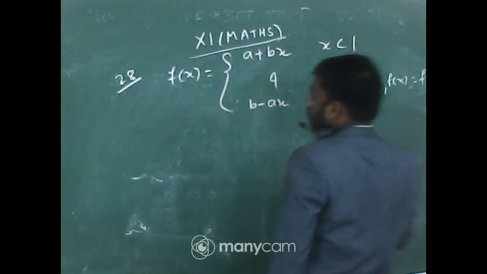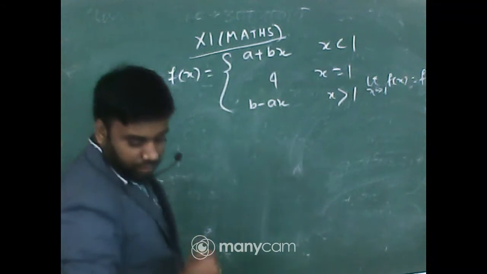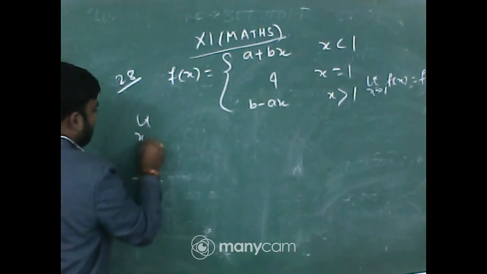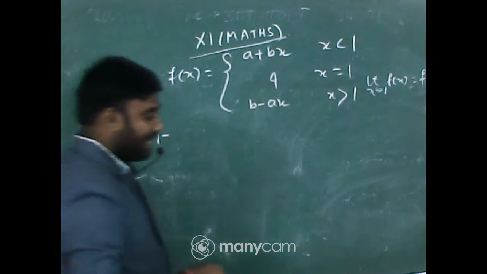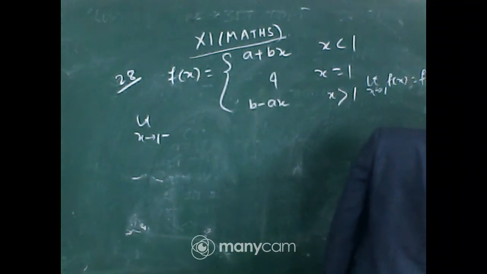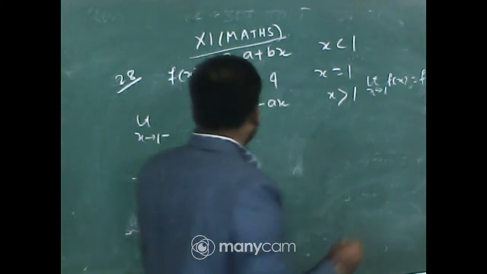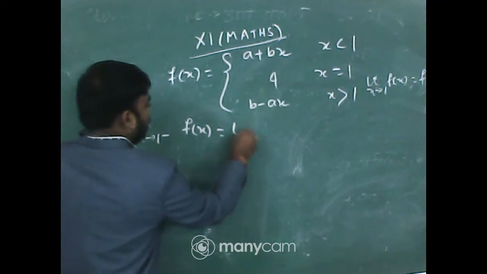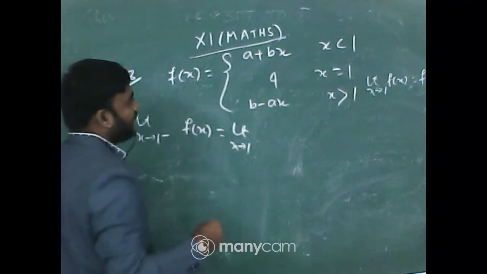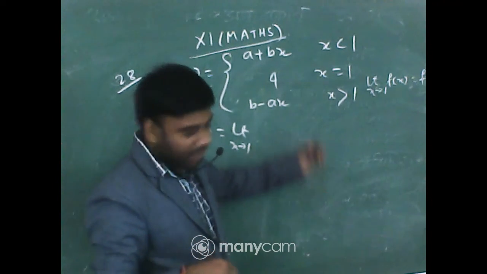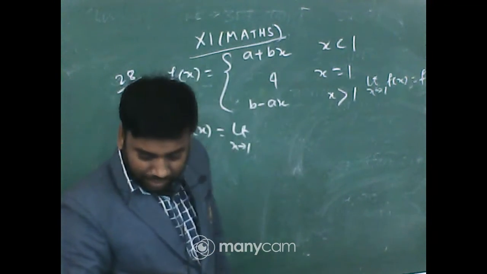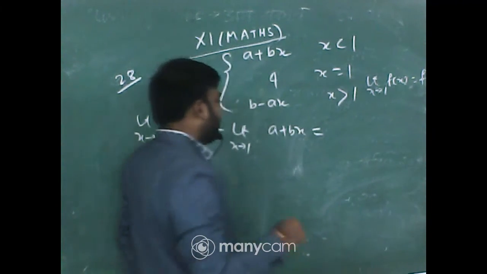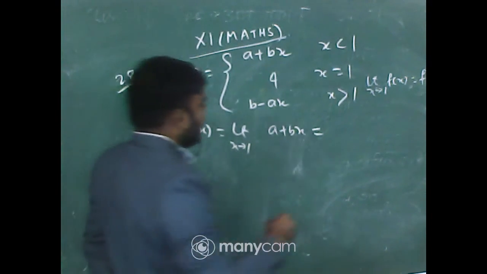First I will calculate limit x tends to 1 minus fx. That equals limit x tends to 1 minus, meaning less than 1, so I will take a plus bx. Putting the value of x as 1, that equals a plus b.